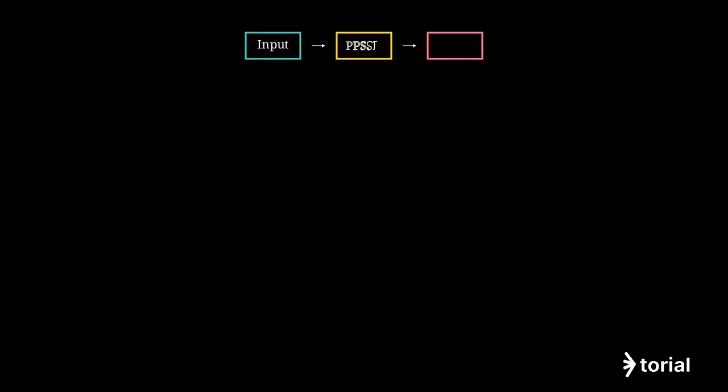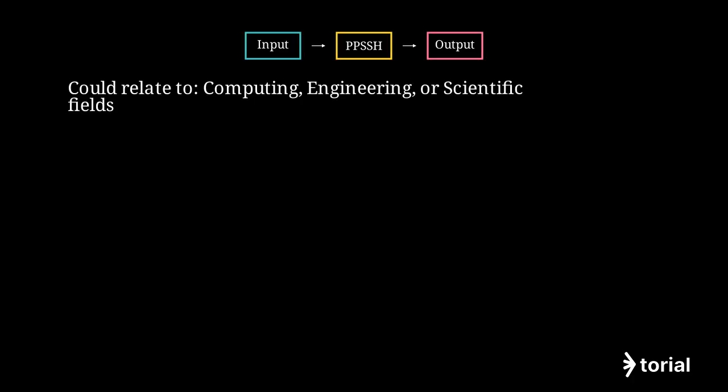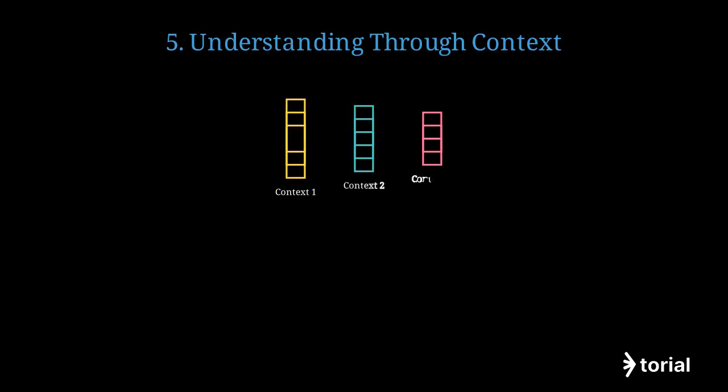In technical systems, PPSSH might represent a process that takes input data, processes it through some mechanism, and produces an output. This term could be relevant to computing systems, engineering processes, or scientific methodologies depending on the specific application. The key to understanding PPSSH is examining the context where it appears. Different contexts might give PPSSH completely different meanings, like these 3 scenarios showing varying interpretations.